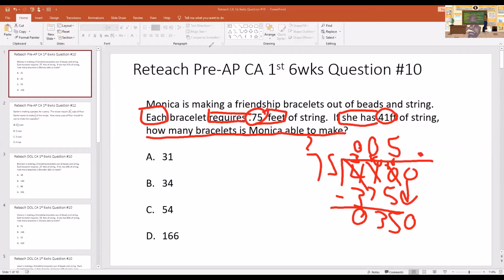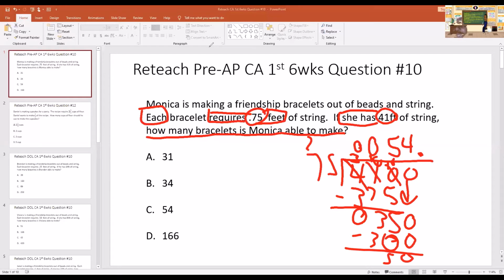Let's look at it. 75 can go into 350 4 times. 4 times 75: 4 times 5 is 20. Carry the 2. 4 times 7 is 28 plus 2 is 30. So I end up with 300. Now, when I subtract 300 from 350, I am left with 50.